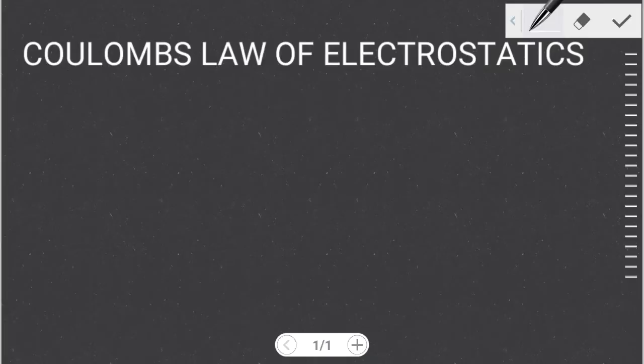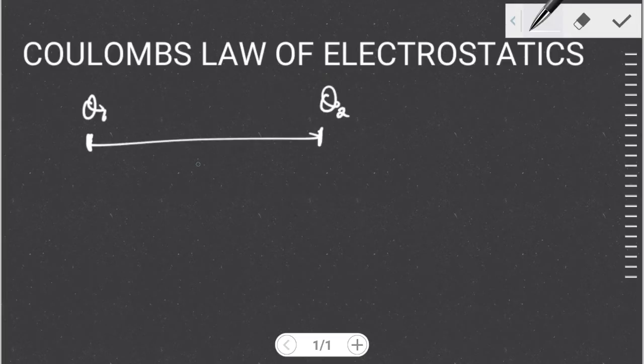In this video, I'm going to be dealing with Coulomb's law of electrostatics. This is a law that states the force between two point charges. For example, at this point I have Q1, and at this point I have Q2, and they're separated by a distance d.